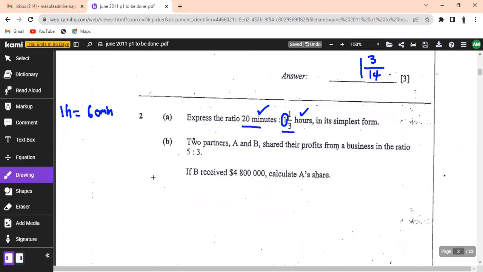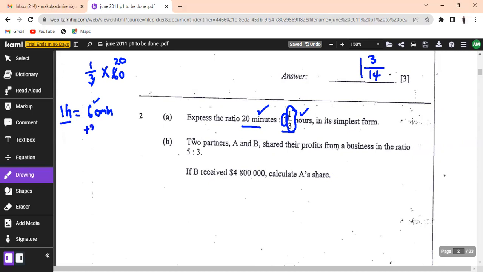All right, so what about a third? Because we are left with a third of an hour here. So a third of an hour is a third times 60 minutes. This is going to give us 20. So a third gave us 20 minutes, but we had 1 hour, which is represented by 60 minutes.